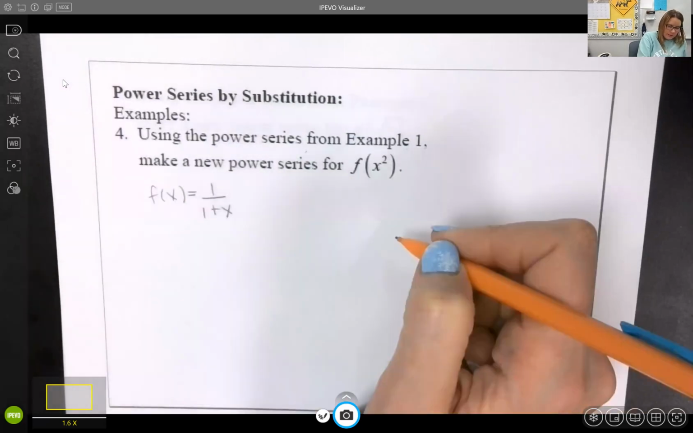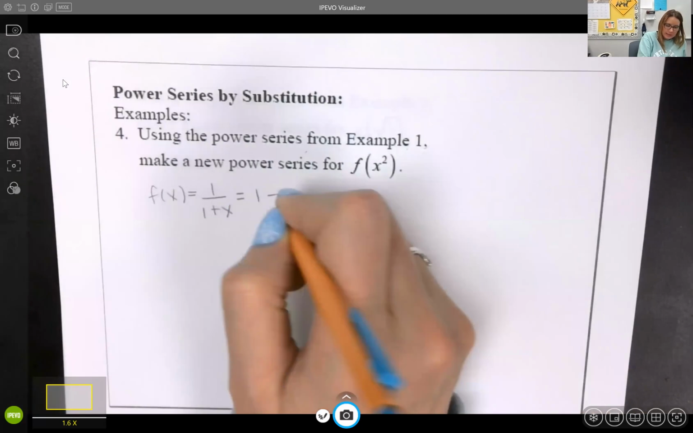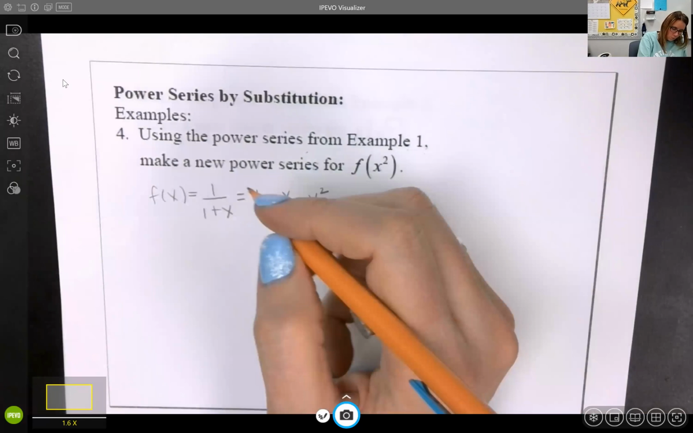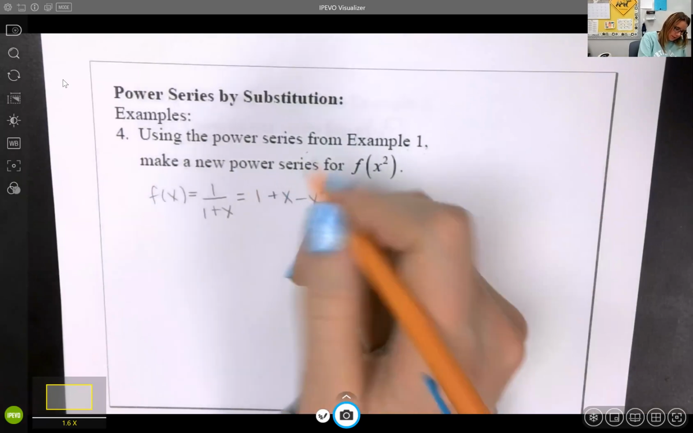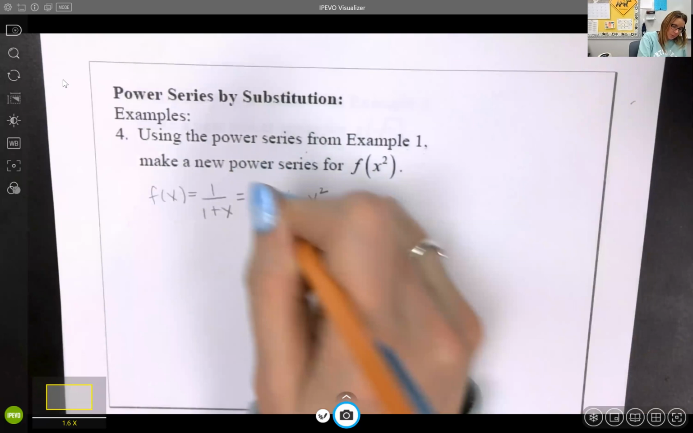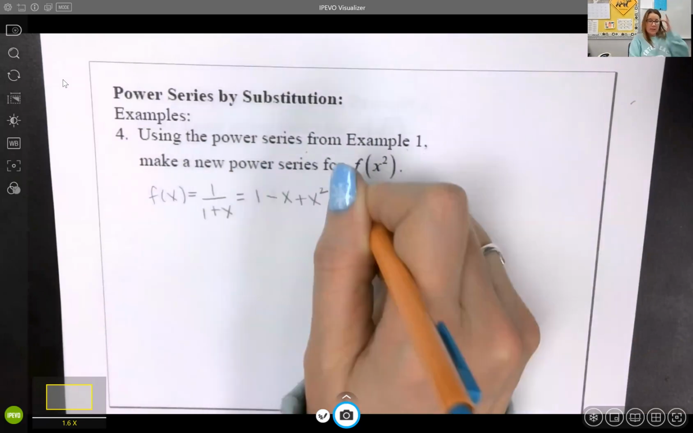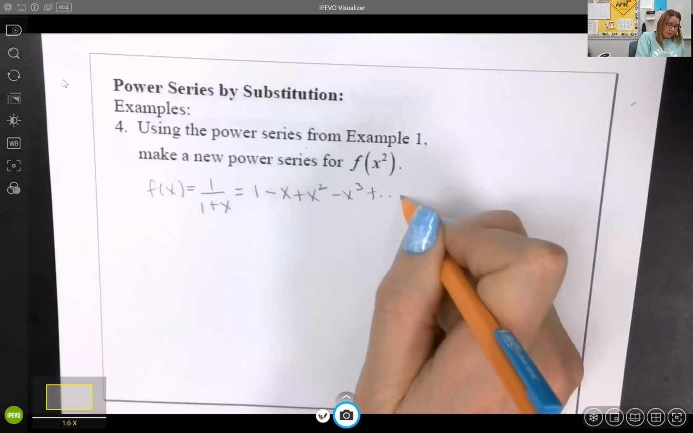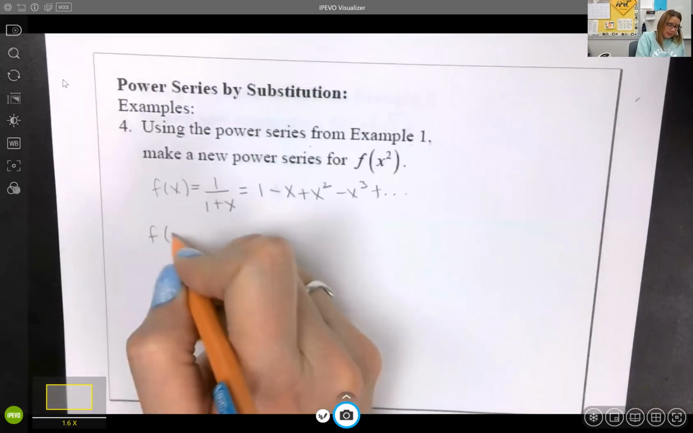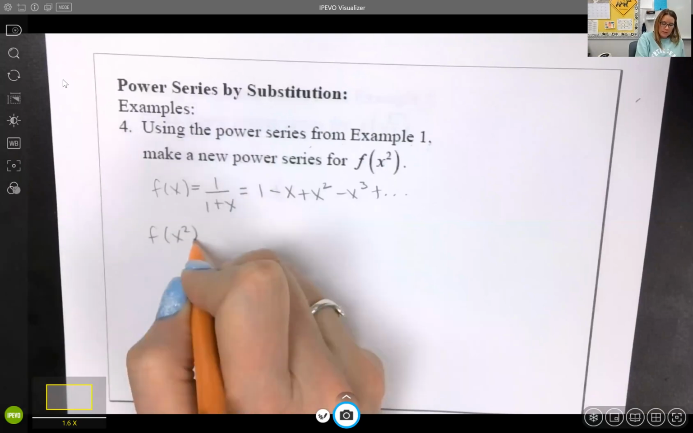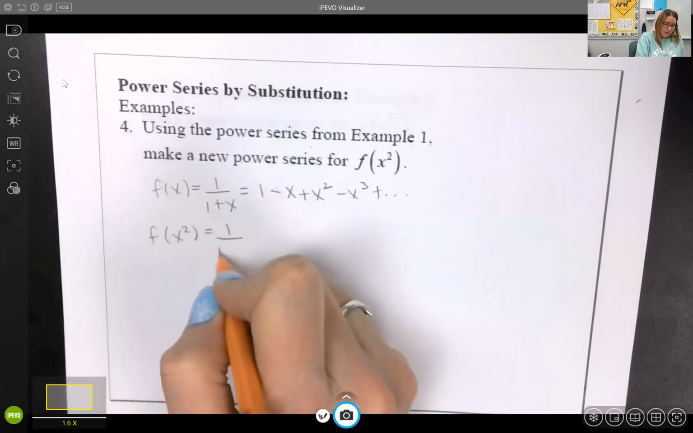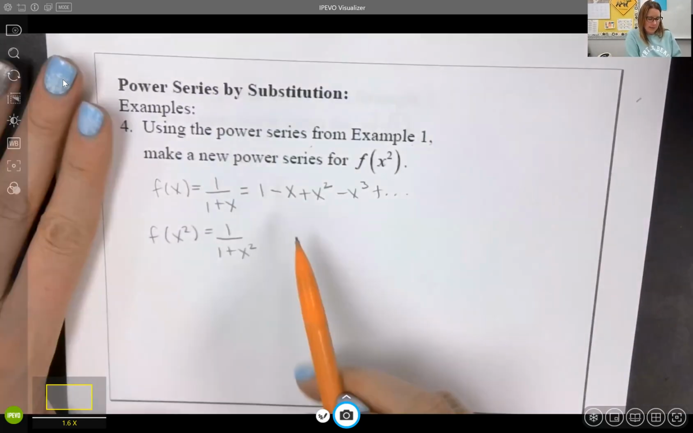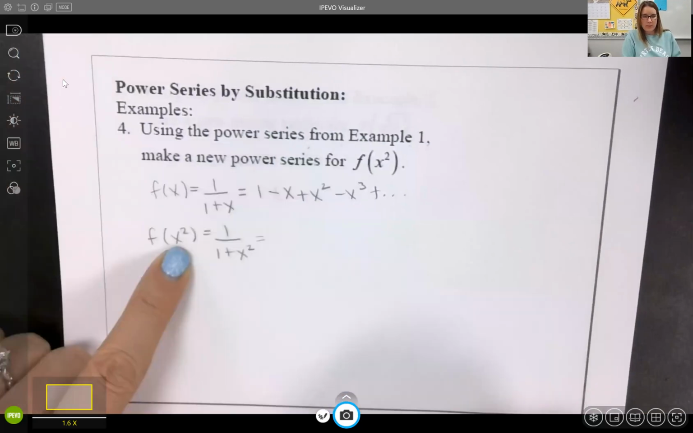1 over 1 plus x equaled 1 minus x plus, oops, sorry, I did this sign wrong. 1 minus x plus x squared minus x cubed. The signs alternate. Okay? So what I'm going to do here is, instead of f of x, I'm doing f of x squared, which is the function 1 over 1 plus x squared. So my only difference here is that everywhere I have an x, I'm going to put x squared instead.